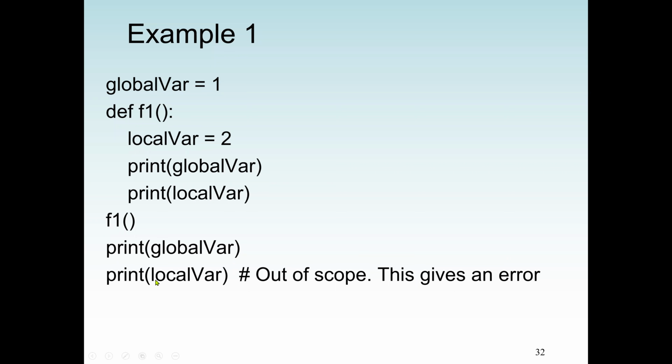But to print local var, we can't. This will give us an error. Why? Because local var is outside the function right now. It was not declared in this range outside the function; it's only inside the function. So print local var will work only inside f1, but not outside the function. But global var will work inside the function, and will work anywhere outside.